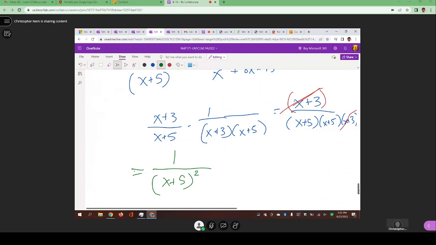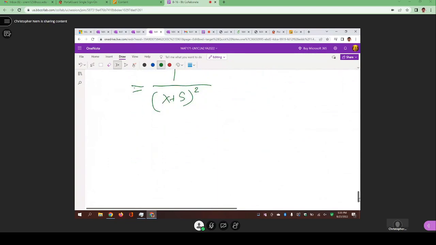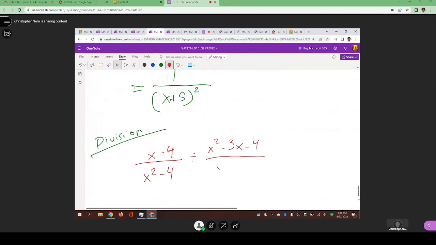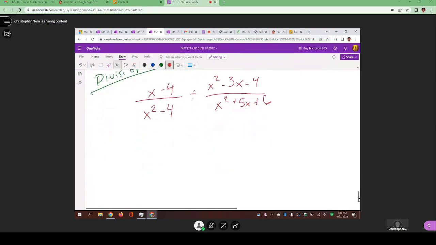All right. Now, division. Division is just as easy as multiplication. We're only going to do one example because it's not too bad at all. x minus 4 over x squared minus 4, divided by x squared minus 3x minus 4 all over x squared plus 5x plus 6. If we remember from fractions, to do division, all we have to do is keep, change, flip: turn the division into multiplication and reciprocate your second term.